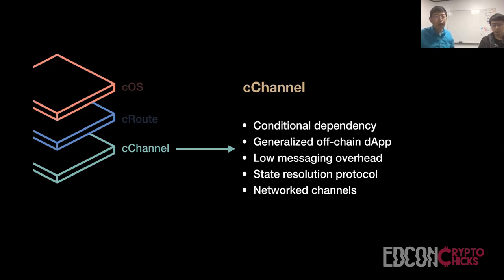and it can support conditional dependency. It can support generalized off-chain DApp, low messaging overhead, a complete state resolution protocol, and the network channels. So forget about all these. There are two things you can remember. That is, transactions happening in a generalized state channel are super, super fast. Transactions happening in a generalized state channel are super, super cheap. And for most of the transactions, it can be completely zero cost. And I'll talk about why as well.